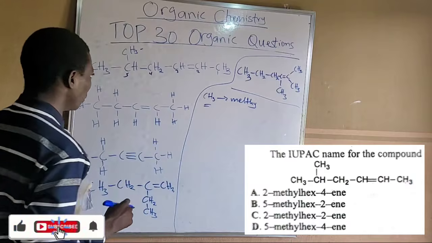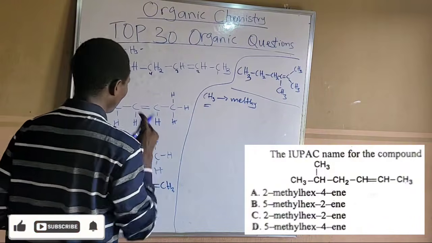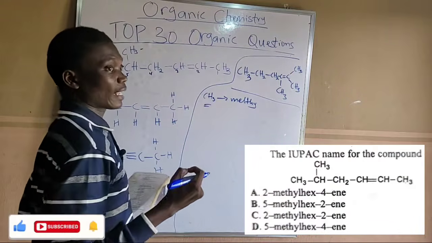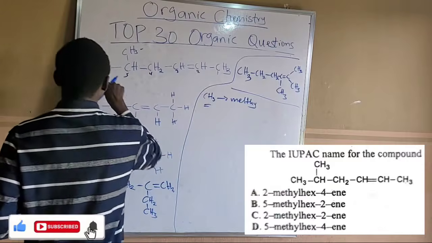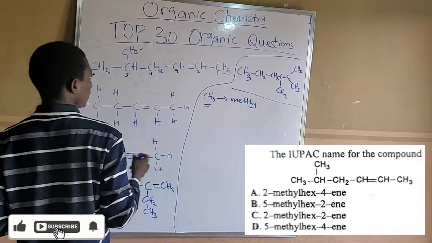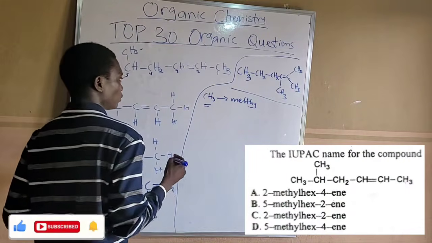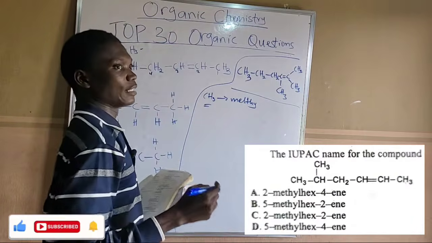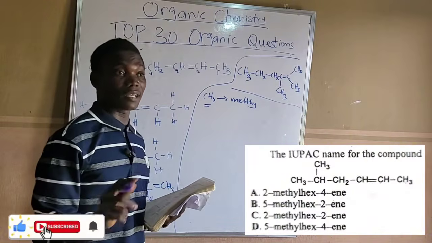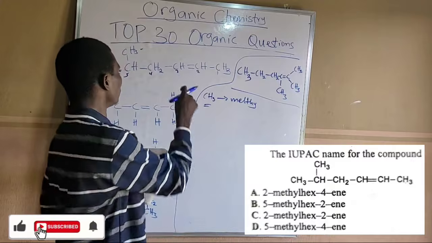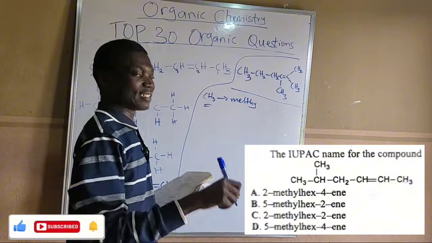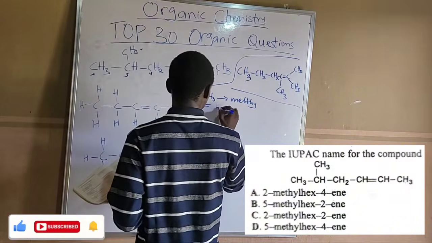By the time you want to start numbering, you need to take note of the parent's name. Since it is a double bond, that is from alkenes. Which alkene has 6 carbons in total? If it is an alkane with 6 carbons, that should be C6H14, and that is hexane. But in alkenes, we don't call it hexane. We call it what? Hexene.